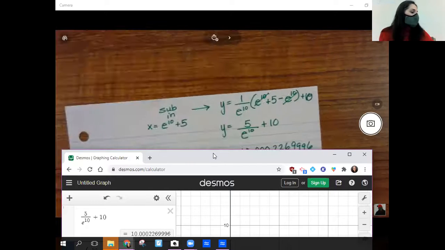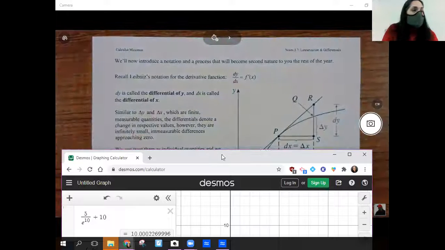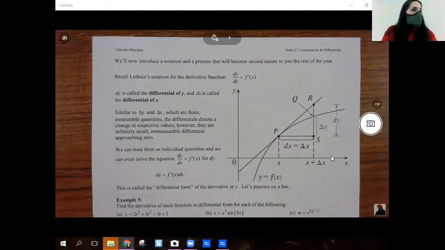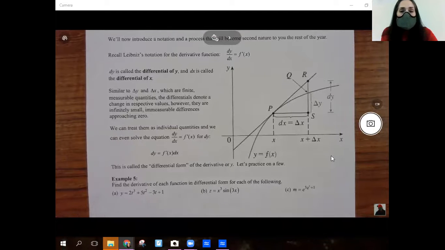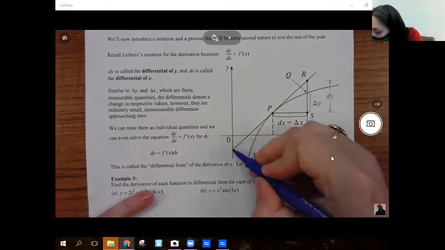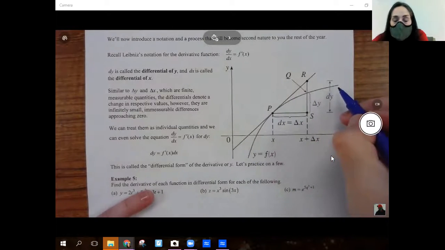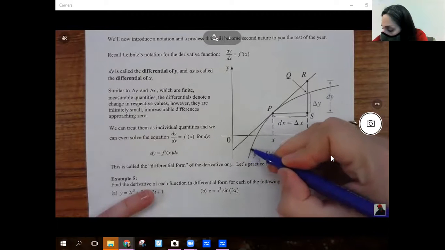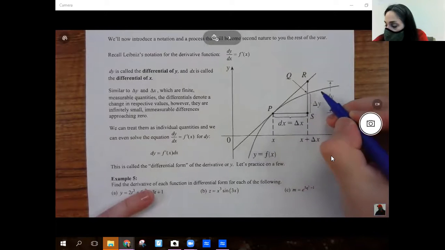There's a couple more examples that deal with differentials. And this is the last part of the notes for 3.7. Remember what we're doing here when we take derivatives? You're finding the rate of change of a curve. So you're finding how fast the y values on the curve are changing in relation to the x values.